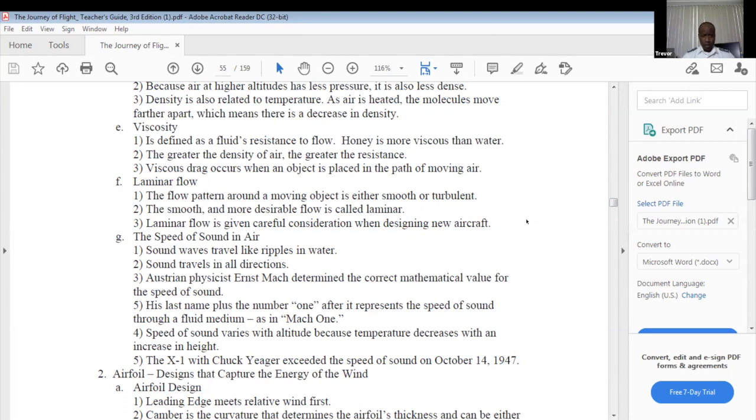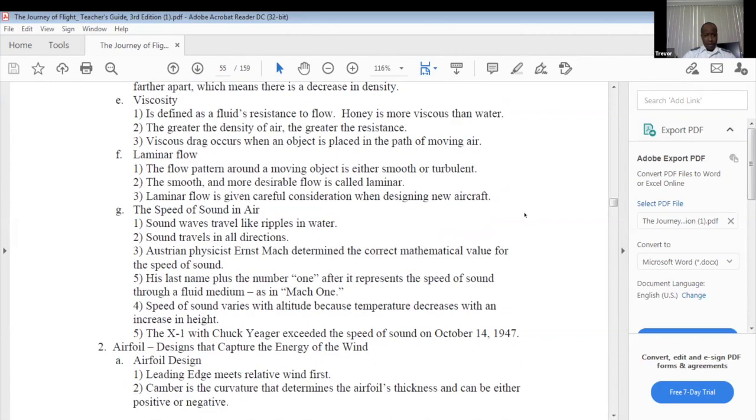And you're going to see how the density, the pressure, and temperature all tie in together with respect to aerodynamics. So the less dense the air is, the faster sound travels. The more dense it is, the slower it travels, because it has to bounce through those compact molecules rather than lighter molecules.